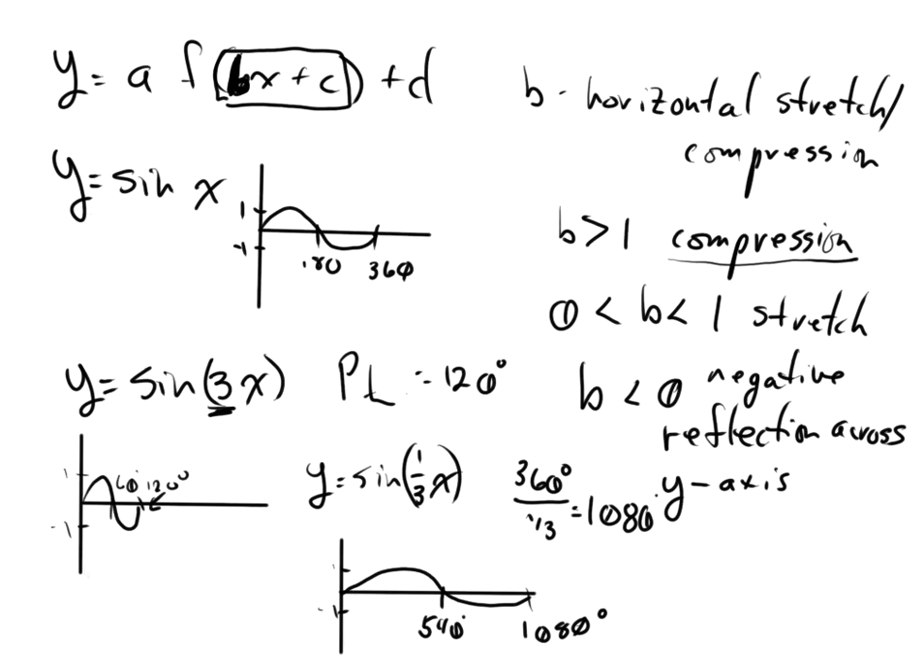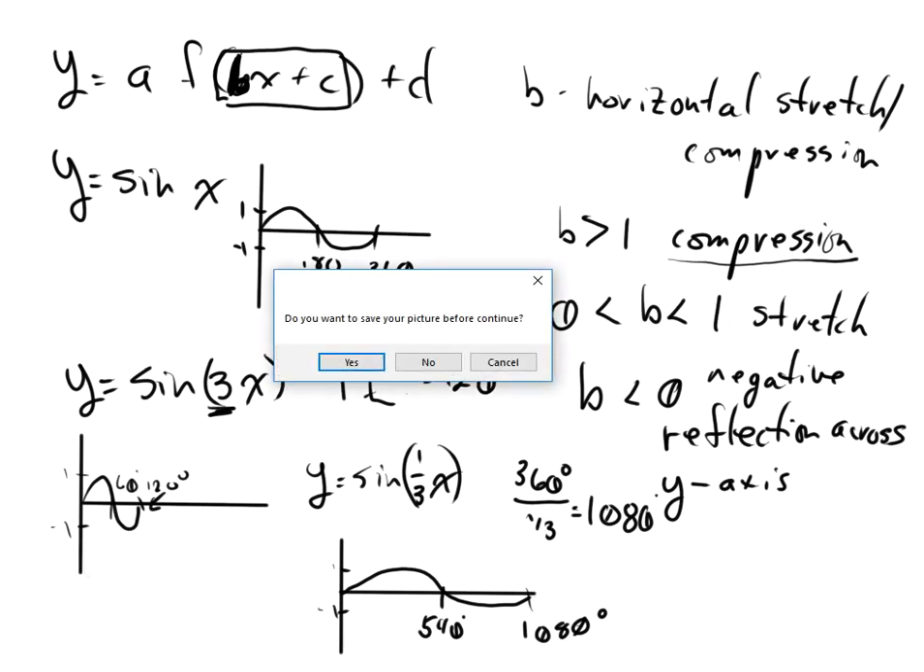So I would like to grab another page here. So File, New, and I'm not going to bother saving that one. And so now we just have the C variable left to talk about. So y equals A f(bx + c) + d.